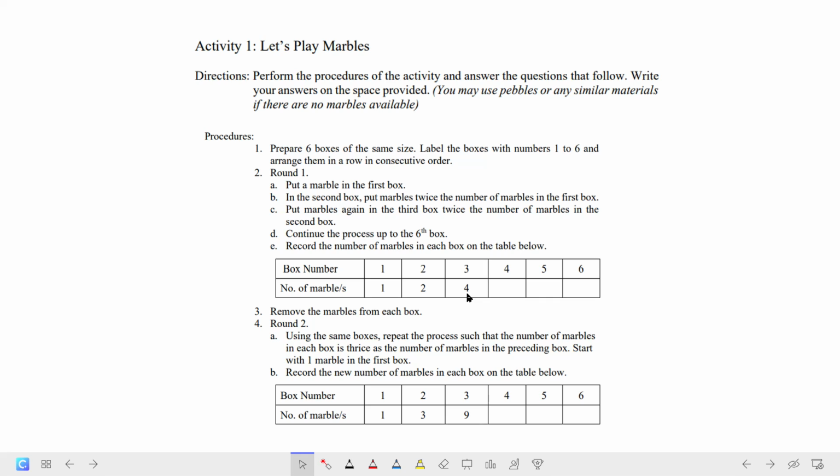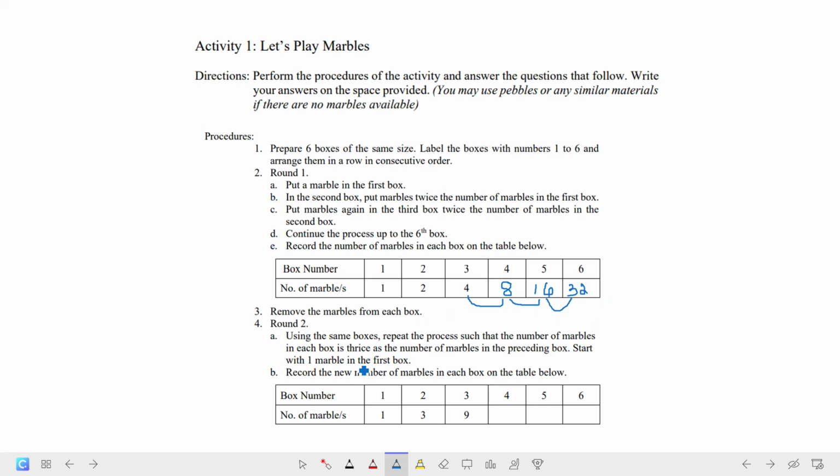And then continue the process. So if we continue the process, if we're going to twice it again, it will turn to 8. And if we twice it again, it will become 16. And if we're going to twice it again, this is 32. And if we continue that, we will generate a pattern. Okay? So dito, makikita ninyo, every box natutwice yung laman. Third box, na twice ulit. Fourth box, twice ulit the number of marbles in the third, and so on.